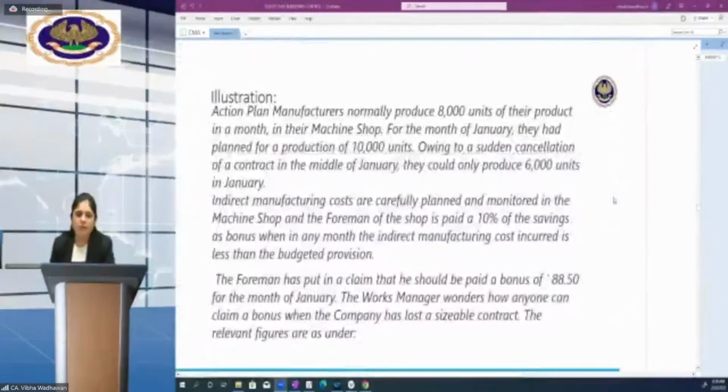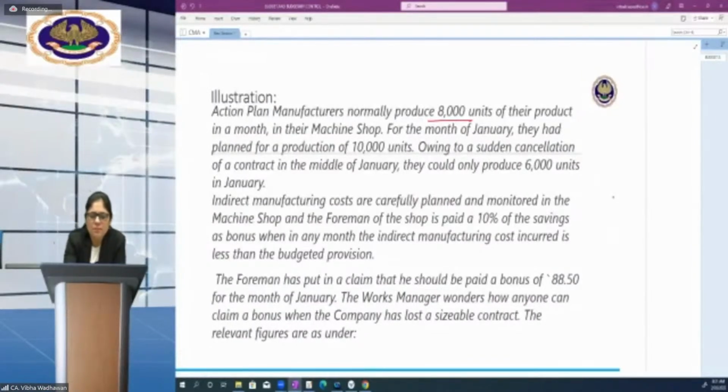Okay, so we have another illustration. All right, just take a note of this illustration, all of you. Action plan manufacturers. Let us try to understand what it expects us to calculate. Action plan manufacturers normally produce 8,000 units of their product in a month in their machine shop. All right. So they normally produce 8,000 in a month. So it's a monthly production for the month of January. So for the month of January, they had planned for a production of 10,000 units.